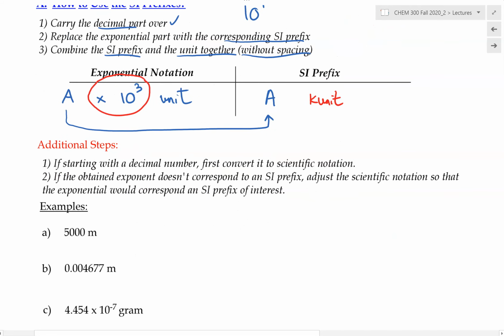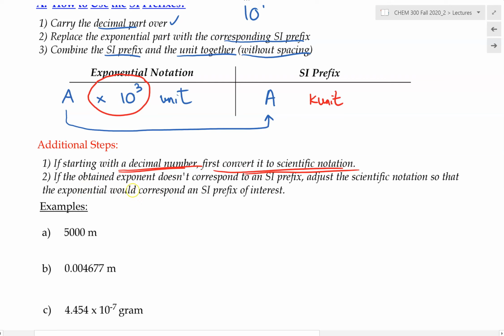And here are some additional steps in case we deal with a more difficult example. If we are starting with a decimal number rather than a scientific notation, sometimes we can actually convert a decimal number and use it with the SI prefix as well. But if we are starting with a decimal number, then first convert that into scientific notation. Okay, and we know how to do that already.